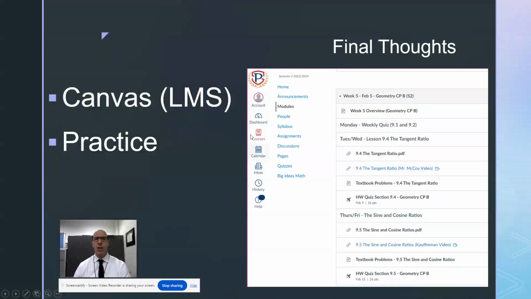Again, this Canvas module is how I really structure my class. There's really no surprises. Everything's kind of laid out for them. And they can actually do a lot of this even if they're not here in class. So I hope that makes sense.